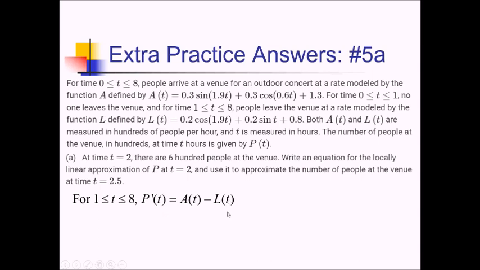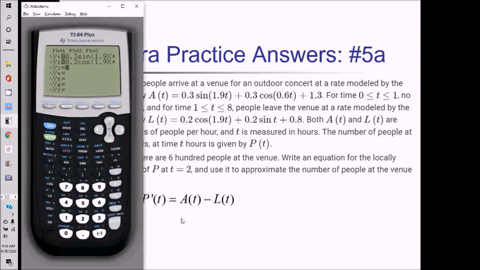And at this point, I'm just going to go and put all of this on my calculator. So here I am in my y equals. In y1, I've entered the a of t function carefully, and then in y2 I've entered the L of t function. At this point, I'm going to enter a function for p prime, because I have a feeling I'm going to end up using this multiple times on the problem.